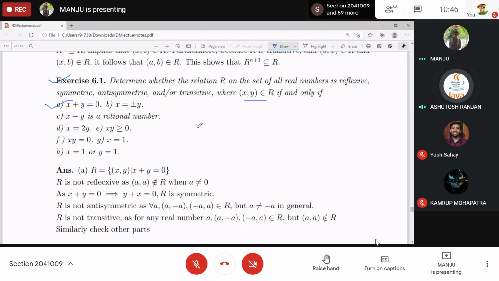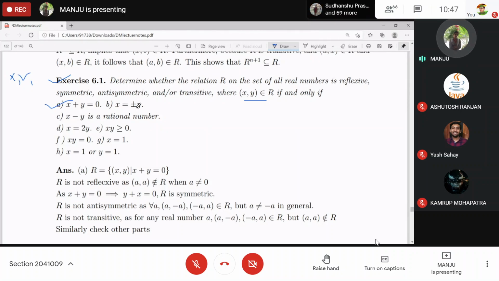Not reflexive, because except x and y both 0, you don't have this one, right? So you don't have x plus x is 0 for all x. That's why it is not reflexive. And symmetric. Symmetric: x plus y is equal to 0, so you can write y plus x is 0, right? By the commutative property. So this is done.